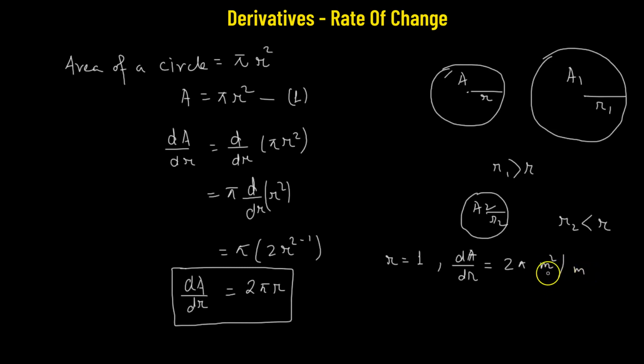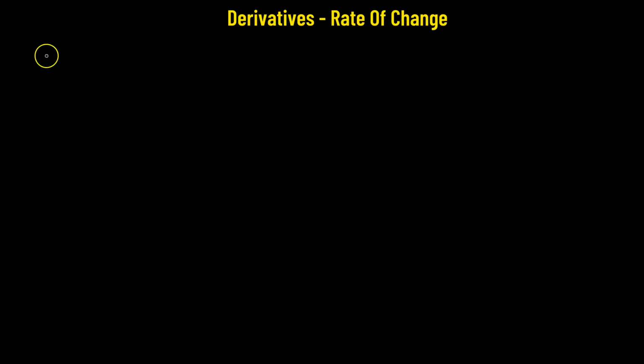This is the meaning that this is the change in area per unit radius. So we can say that the area is changing with a value of 2 pi. If we consider pi to be, let's say for calculation purposes, approximately 3, then this is approximately 6 meters squared per meter. So we can say that the area is changing at a rate of 6 meters squared per 1 meter change in the radius.